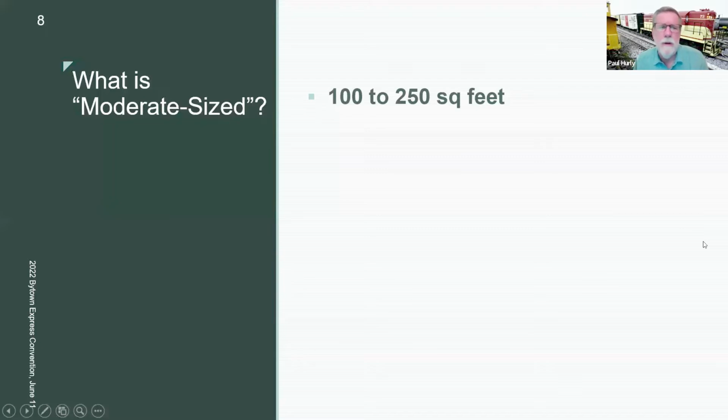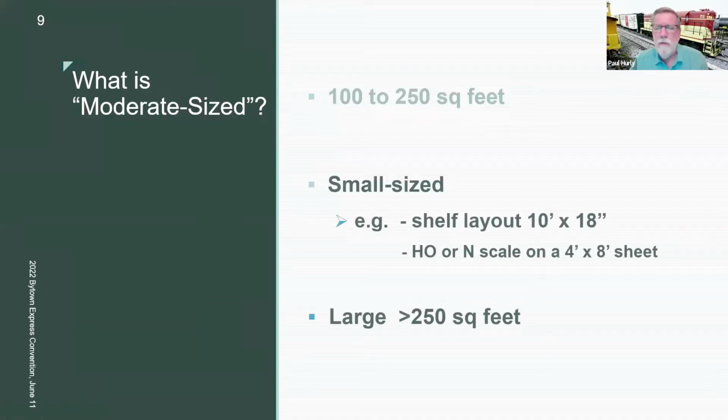So what do I mean by a moderate size layout? Well, we can quibble over a definition, and that's not an area I want to get into. But essentially, it seemed to me that anything between 100 to 250 square feet in HO scale, which is what I model, probably fits in what we would consider, generally speaking, to be a moderate or mid-size layout. So small and large are on either side of that. And Tim, again, in his presentation before mine, gave you a great example of how you can do a lot in a little amount of space and include operations as a part of that. So thank you, Tim, for that setup.